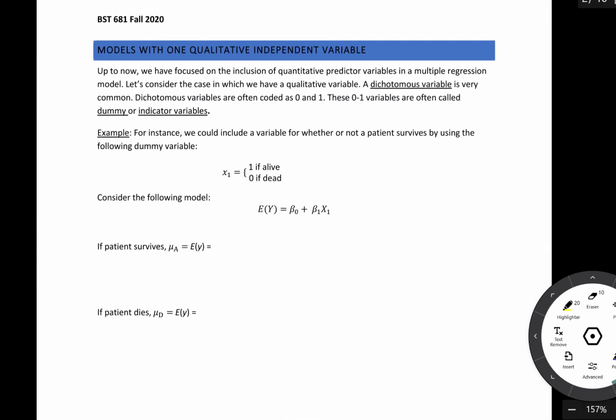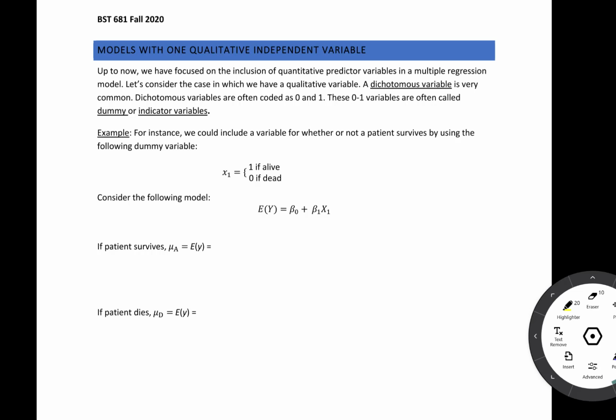Alright, so we're going to start by looking at models with one qualitative or one categorical independent variable. Up to now we've focused on the inclusion of quantitative predictor variables in multiple regression. Now we're going to consider the case in which we have a qualitative or categorical variable. Recall that a dichotomous variable is very common. These are variables that are often coded as a 0 or 1, and we could call them dummy or indicator variables.